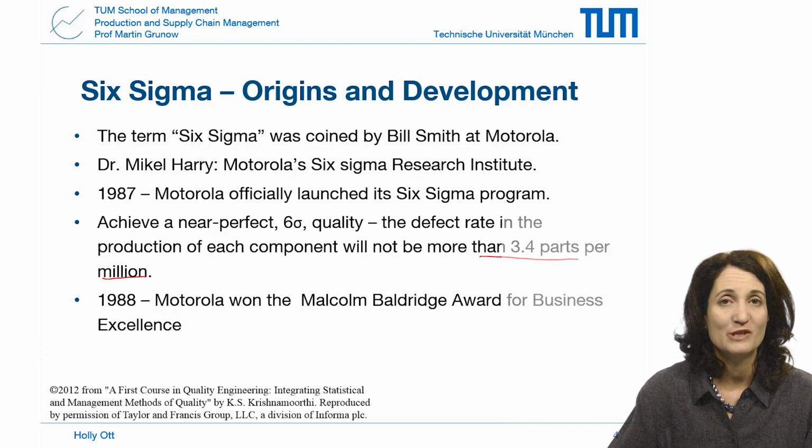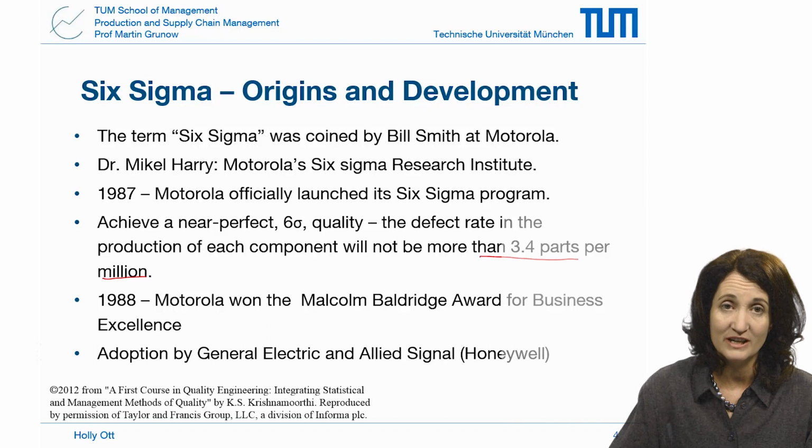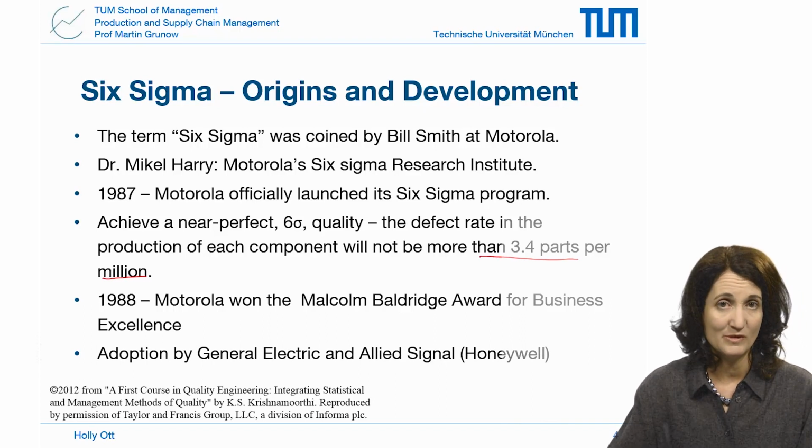In the 10 years between 1987 and 1997, the company increased its sales 5-fold, saved $14 billion from Six Sigma projects, and saw its stock prices increase. All this happened to Motorola when it was facing tough competition from Japanese competitors. And several other companies have followed the Six Sigma process model and reported enormous successes. Two important ones are, of course, General Electric and Applied Signal or Honeywell.